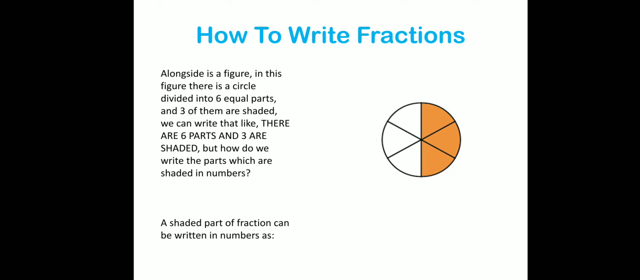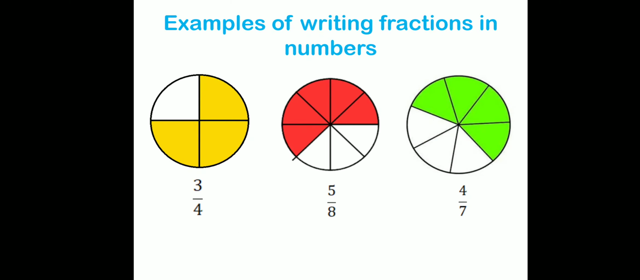A shaded part of fraction can be written in numbers as 3 by 6. So here we have written 3 by 6. Why? Because there are 6 parts, so 6 is downside, and there are 3 shaded, so 3 is upside. Then I can even say that I can write 6 by 3 because 6 parts are made, so I write 6 at the top and 3 parts are shaded, so I write 3 at the bottom. You would say that is wrong. Why? Let's see.